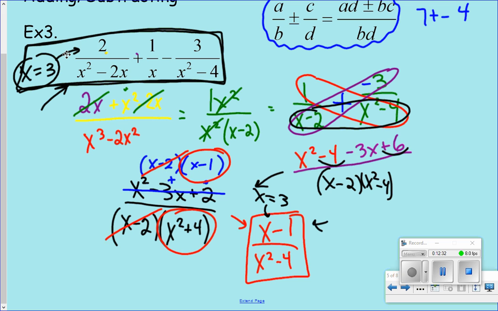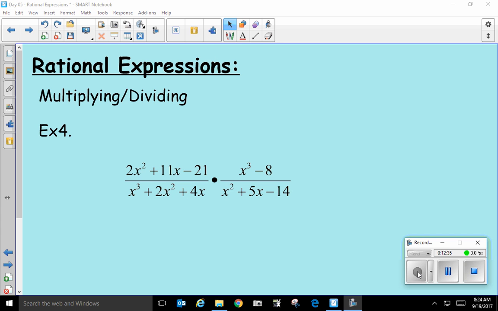All right, so not an issue. Game on. Okay, multiplying and dividing fractions. All right. Now, multiplying can be tough.